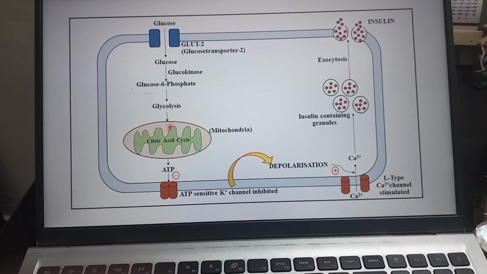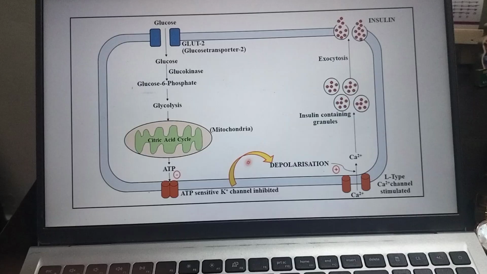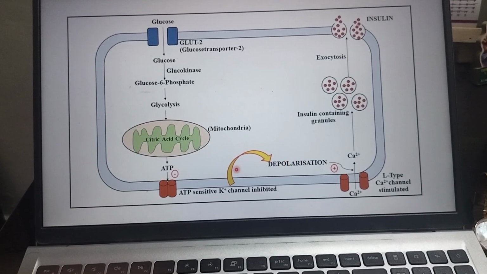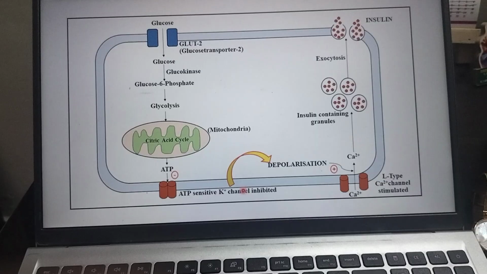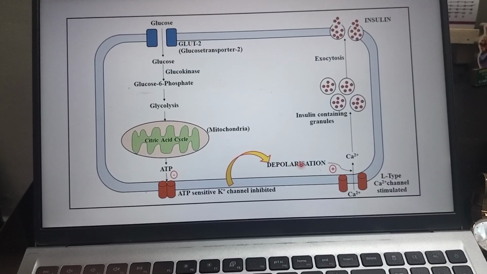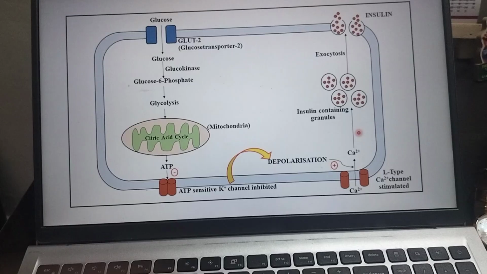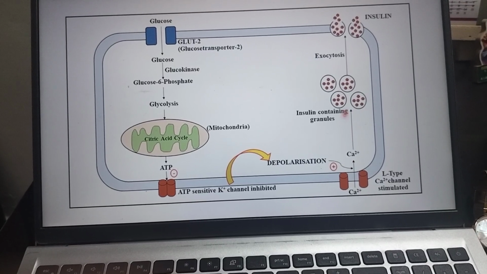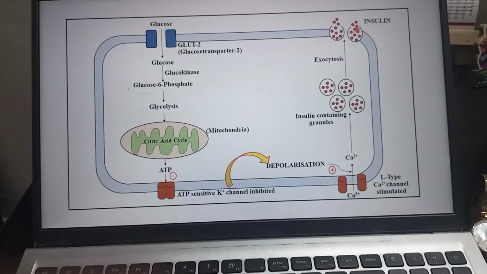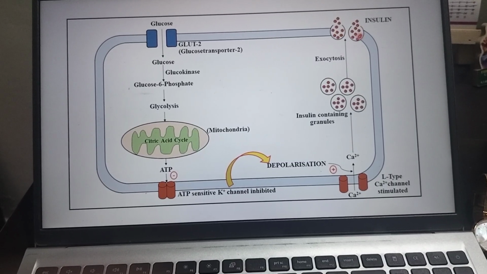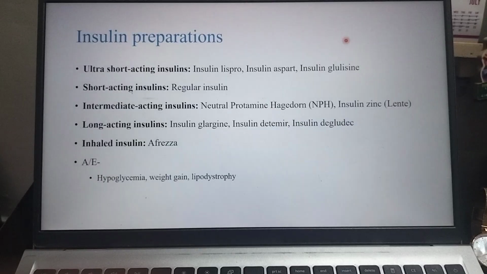Glycolysis is happening and resulting in ATP formation, and this ATP formation is causing the potassium channel inhibition, and that potassium channel inhibition causes the depolarization. That is, inside the cell membrane there are potassium ions, and outside there are negative ions. This is resulting in the depolarization. This depolarization causes the opening of the L-type calcium channel, and that stimulation is causing calcium influx. As the calcium influx happens, insulin granules get stimulated, and when these granules are stimulated, they secrete the insulin outside into the blood.